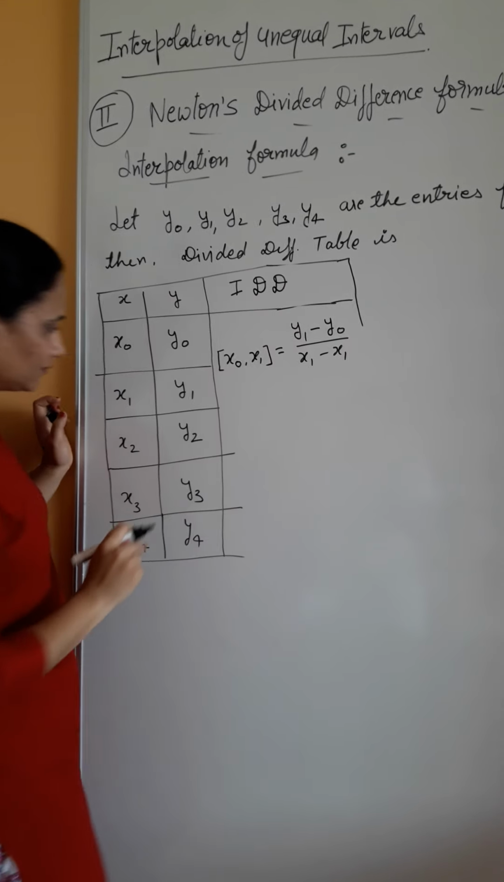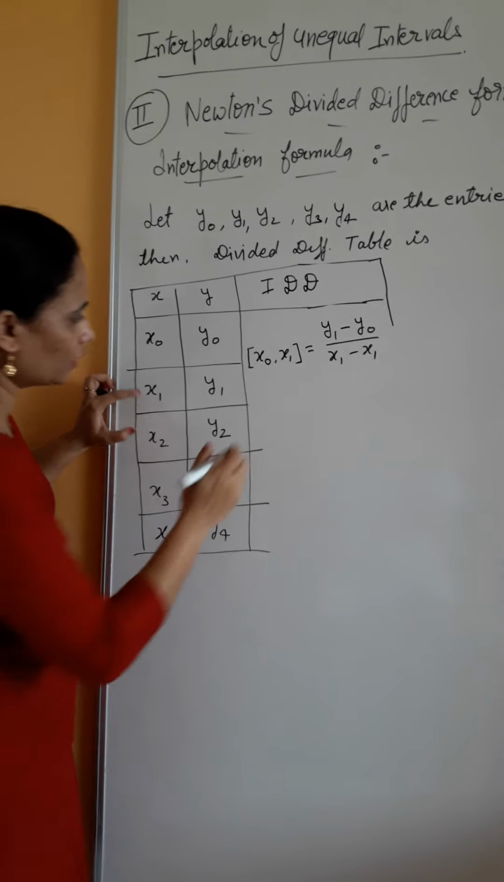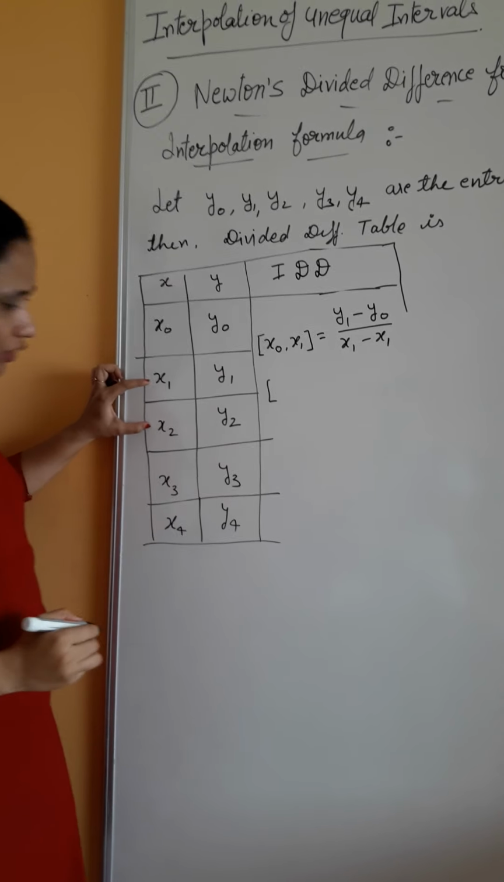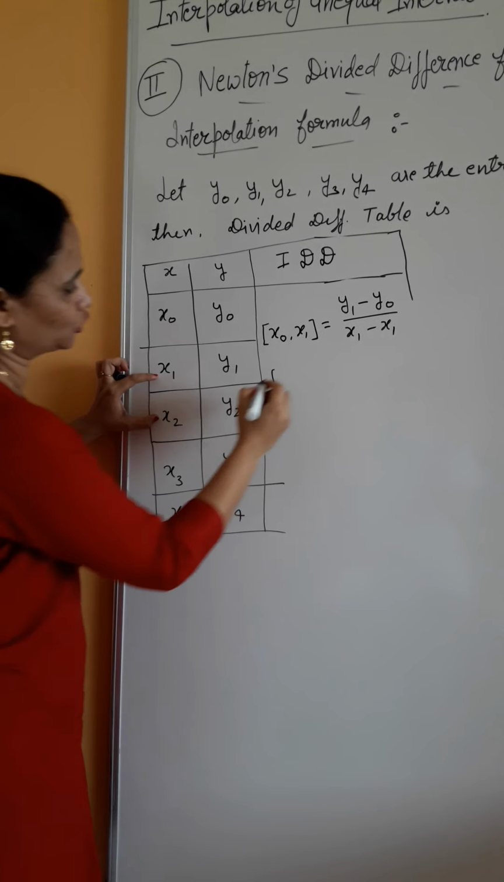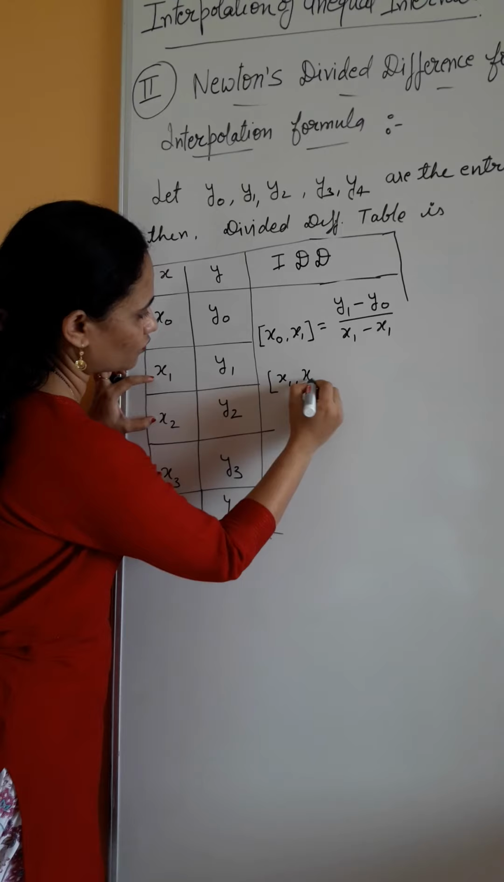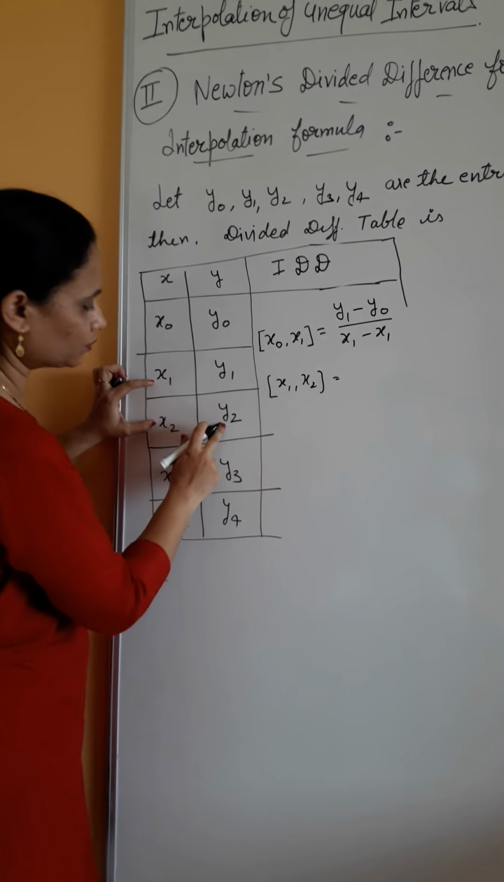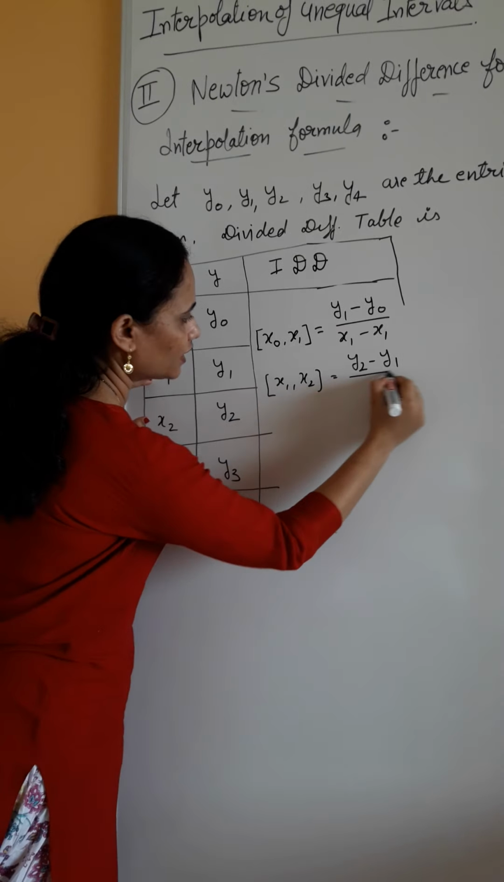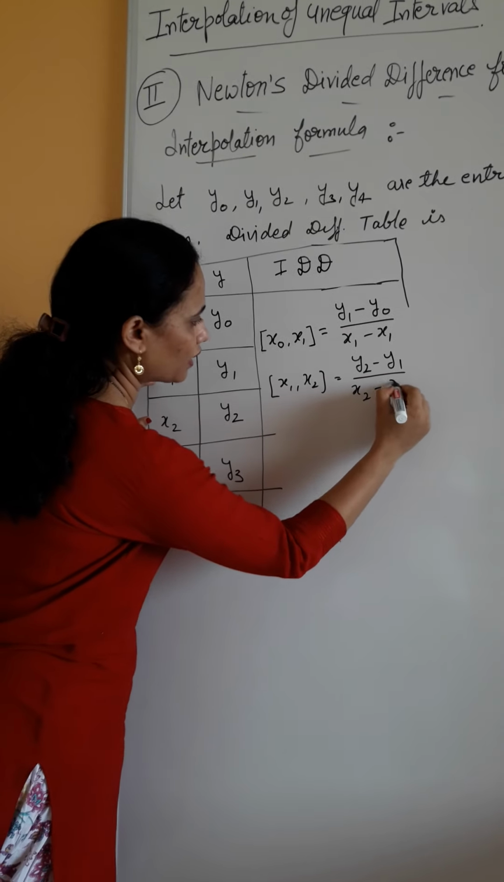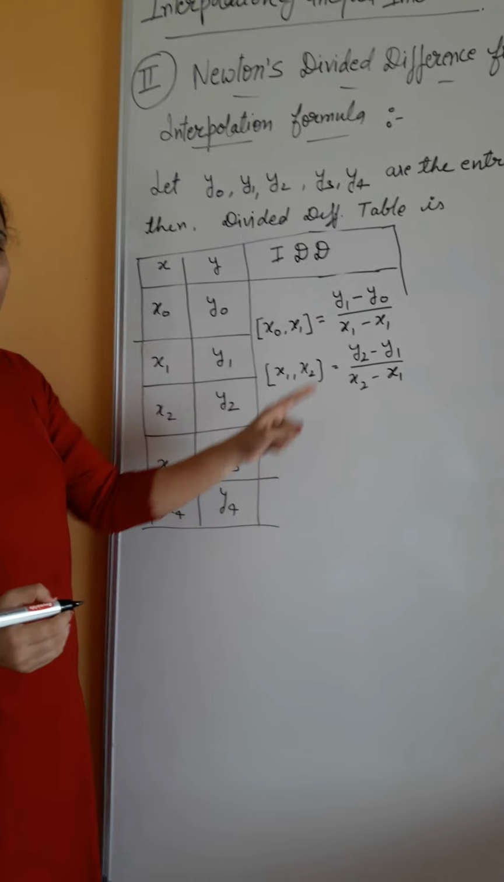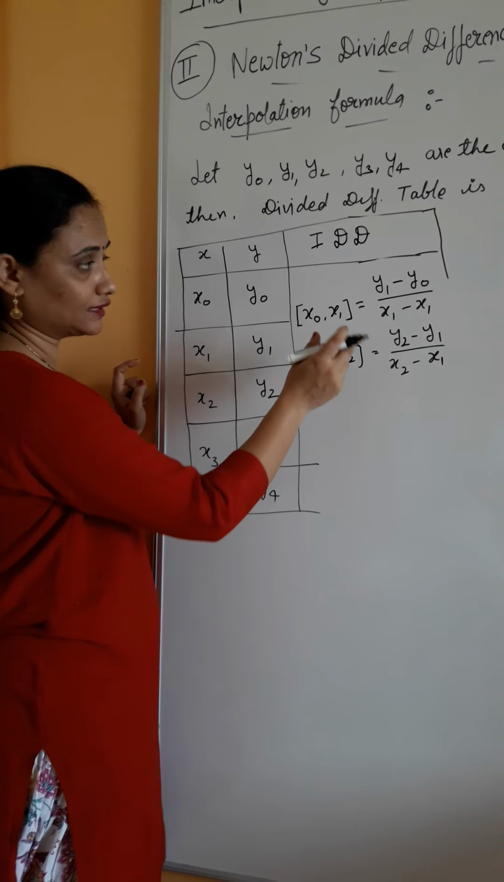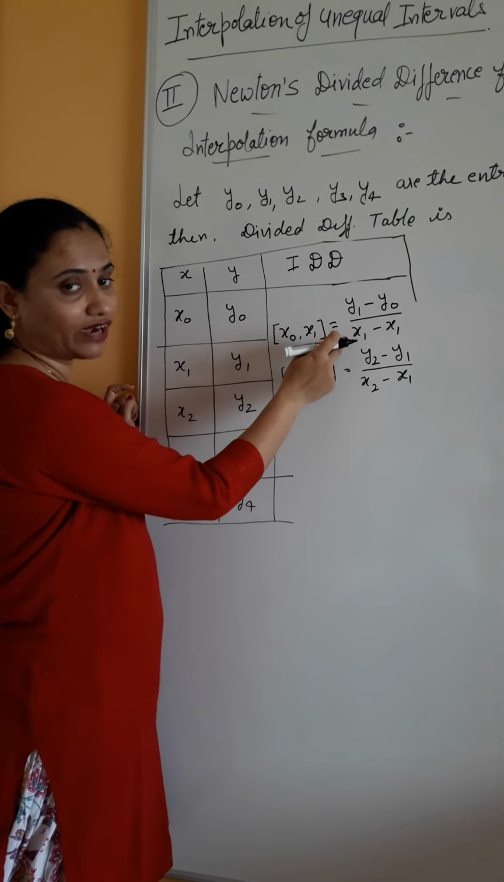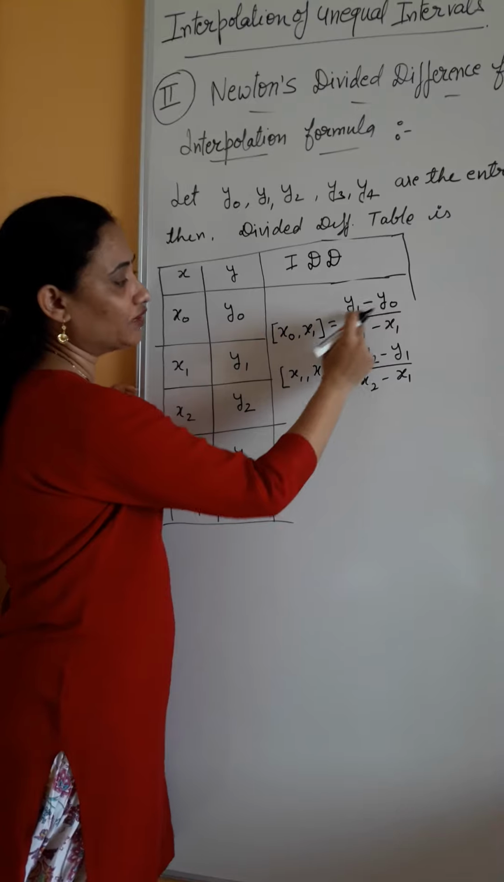Now let's write the first divided difference for these two values. This will be denoted by [x1, x2], which is (y2 minus y1) divided by (x2 minus x1). So this is the first divided difference. If you try to relate, we are taking the ratio, dividing the difference. That is why it is known as the divided difference table.